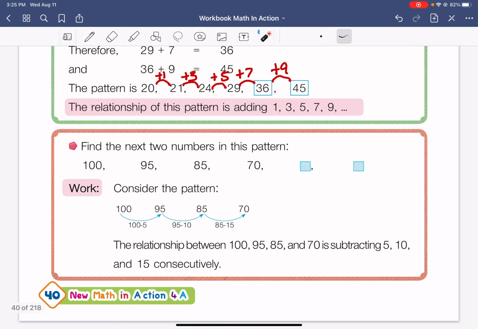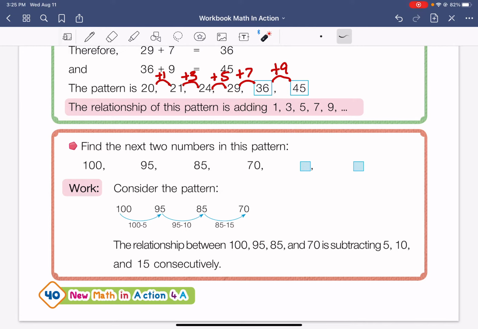So next one. Find the next two numbers in this pattern. 100, 95, 85, 70. Let's take a look. 100 to 95 is 100 minus 5. 95 to 85 is minus 10. 85 to 70, minus 15. So we're going to keep doing it, right? 100 minus 5, 95 minus 10, 85 minus 15.